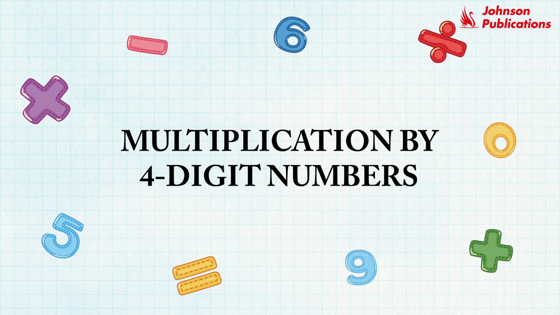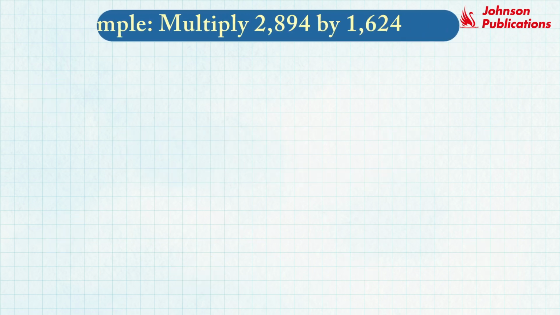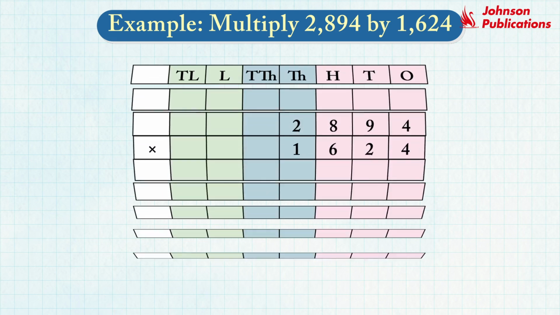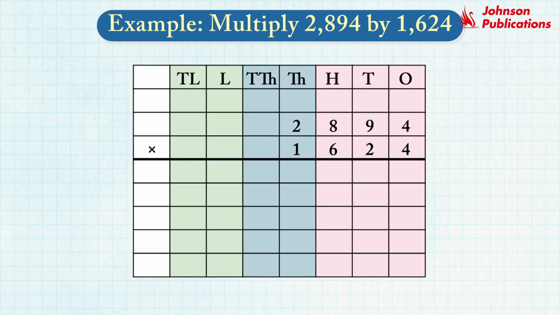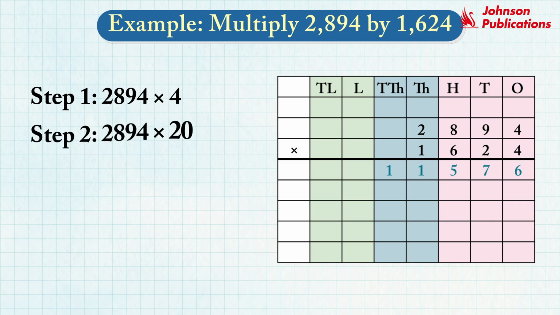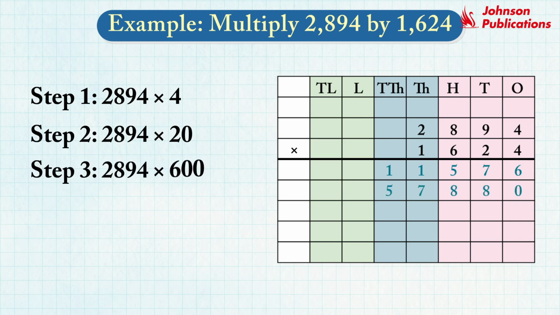Multiplication by 4-digit numbers. Example, multiply 2,894 by 1,624. Place the numbers in the place value columns. Step 1. Multiply 2,894 by 4. Step 2. Multiply 2,894 by 20.